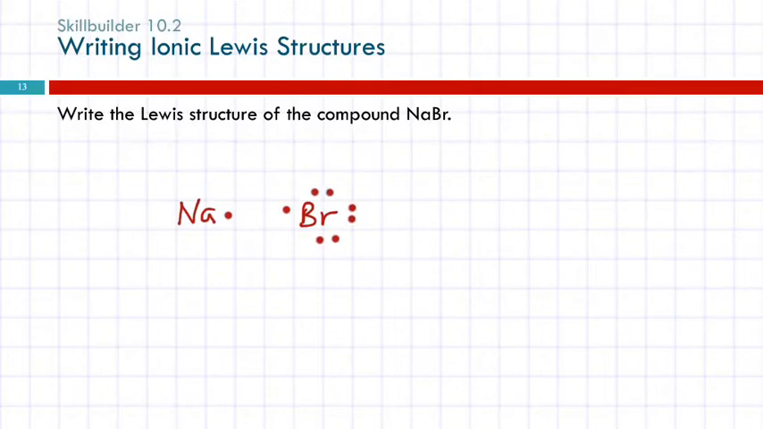So what's going to happen? Sodium gives up an electron, and bromine takes it. So this 1 electron that sodium has is given to bromine. And now we have ions. This is a positive ion, and this is a negative ion. So the Lewis structure for an ionic compound is the Lewis structure for the individual ions just written next to each other.